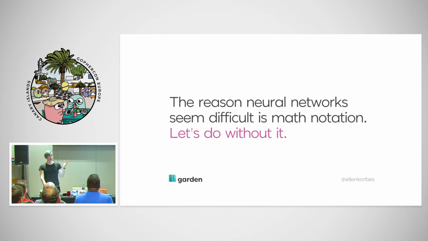So the main premise of this talk is that neural networks have some complicated parts, but they're not the most complicated thing in your life. The problem is math notation, so we're going to do it without math notation.